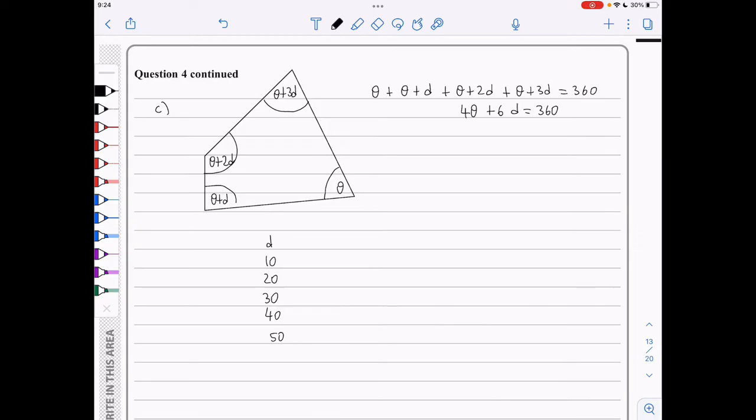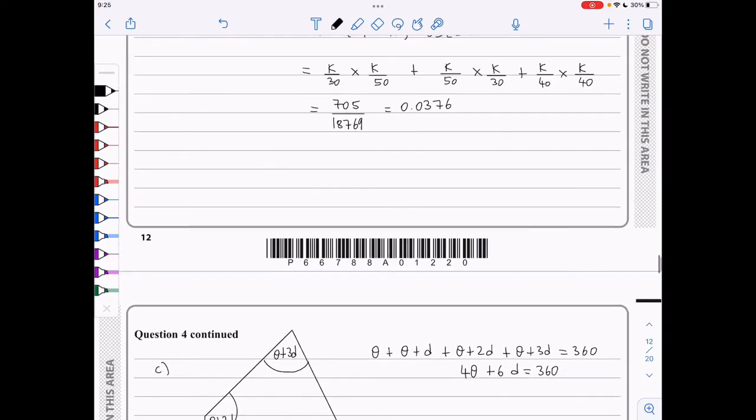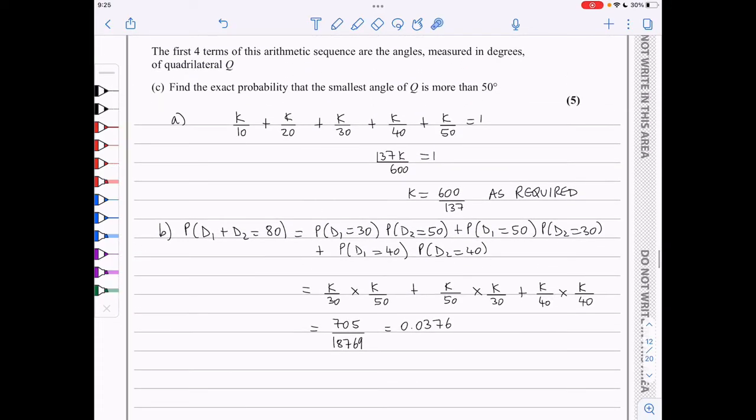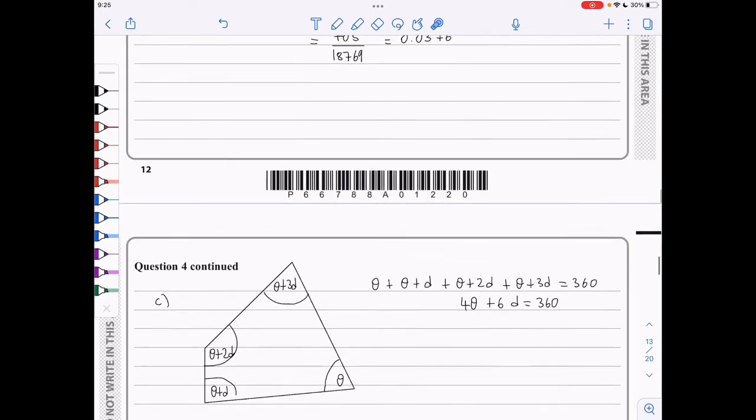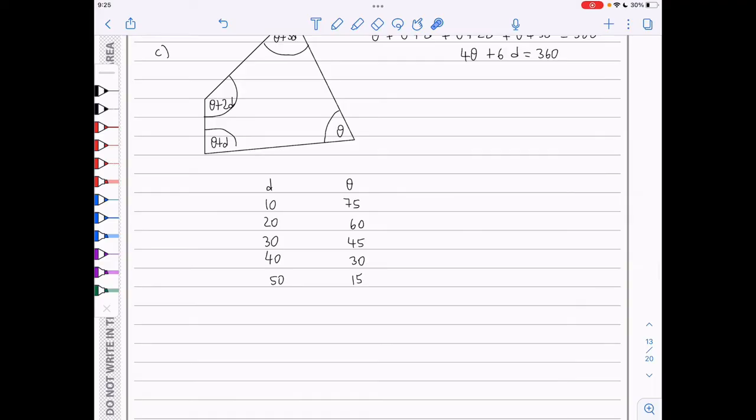So if d is 10, theta turns out to be 75. If d is 20, it's 60. Then it's 45, 30, and 15. We were just asked to find the probability of the smallest angle of Q being more than 50. So the smallest angle is more than 50 here and here.